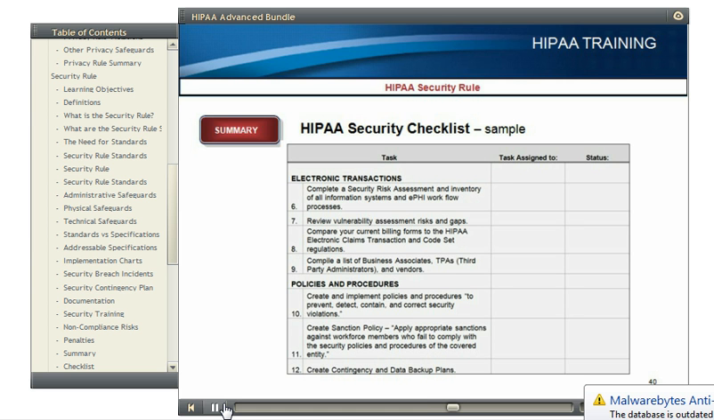Policies and procedures. 10. Create and implement policies and procedures to prevent, detect, contain, and correct security violations. 11. Create sanction policy. Apply appropriate sanctions against workforce members who fail to comply with the security policies and procedures of the covered entity. 12. Create contingency and data backup plans.